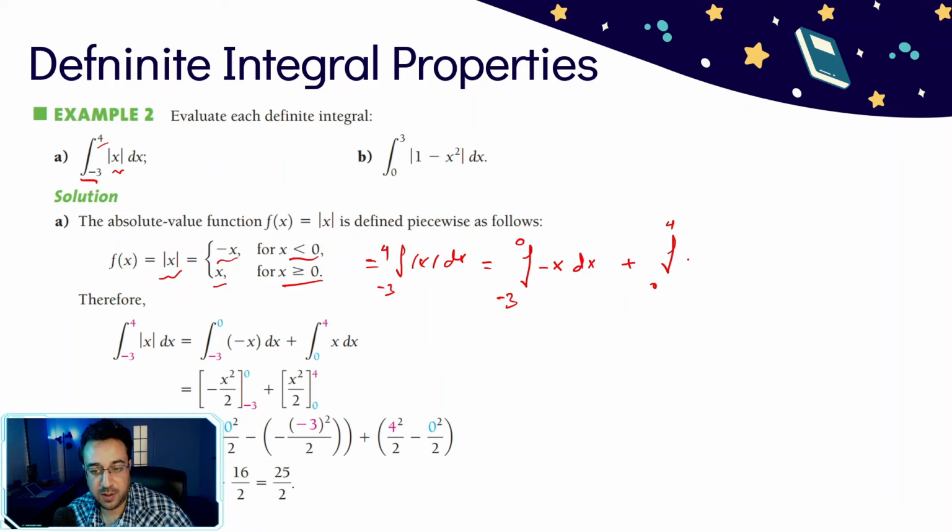From 0 to 4, when the values are positive or x is greater than or equal to 0, f of x would be equal to x dx. Now, find the integration, plug in the values, you get your final answer. -x would be -x squared over 2 from -3 to 0, plus x would be x squared over 2 as integration from 0 to 4.